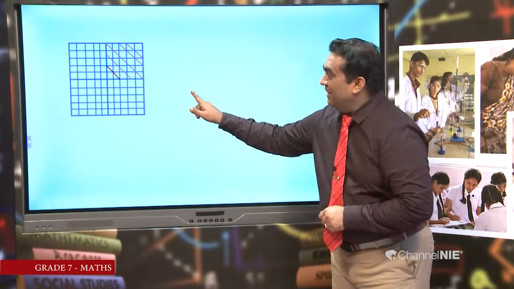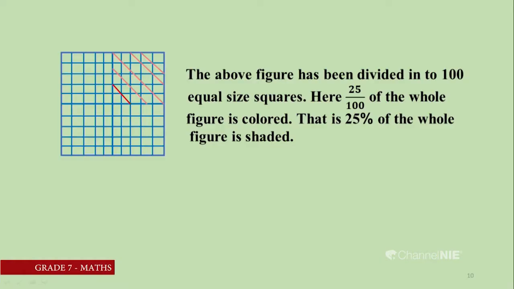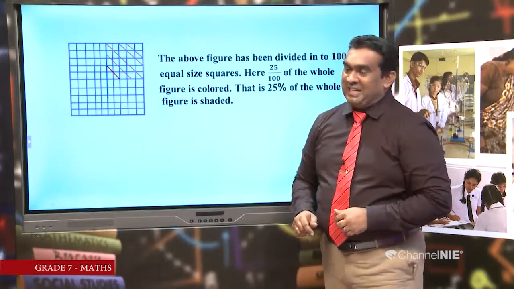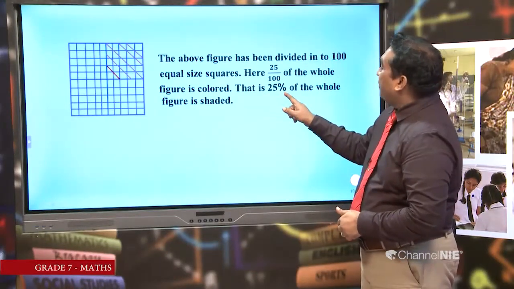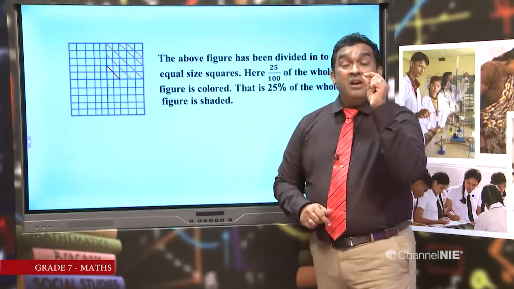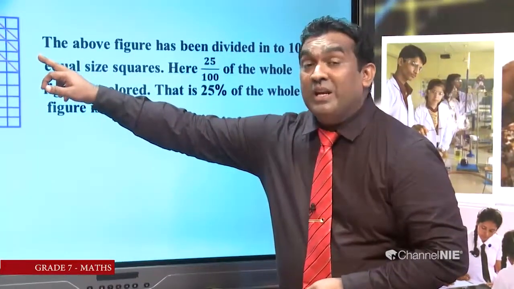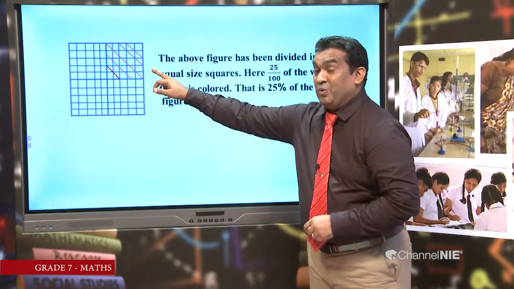Understood that? Then how to convert this one? The above figure has been divided into 100 equal size squares. Here 25/100 of the whole figure is colored. Same region, same figure, but different parts. Here that is 25% of the whole figure is shaded. What is the meaning of 25%? In that region, now you can see 25 parts.